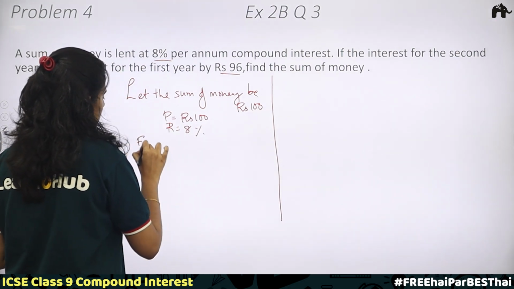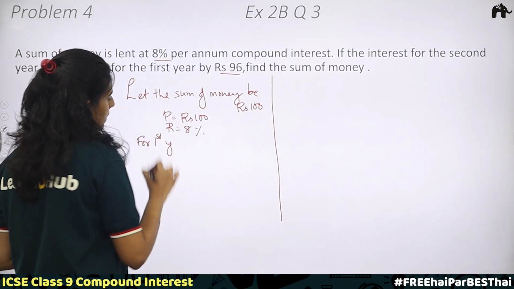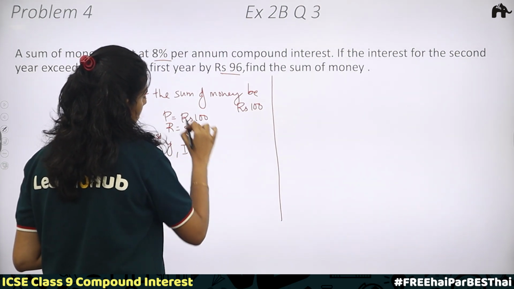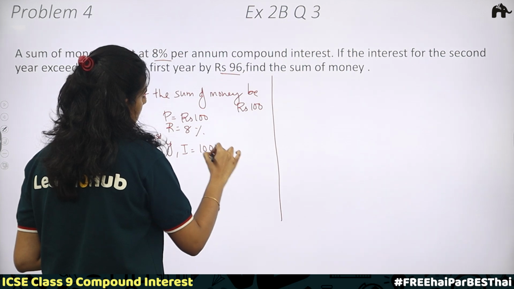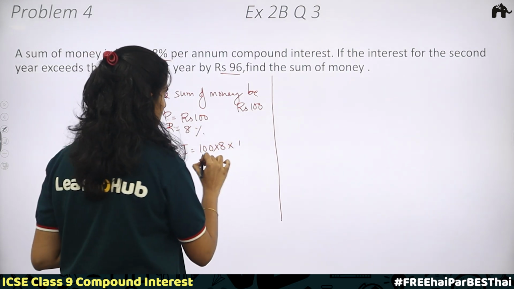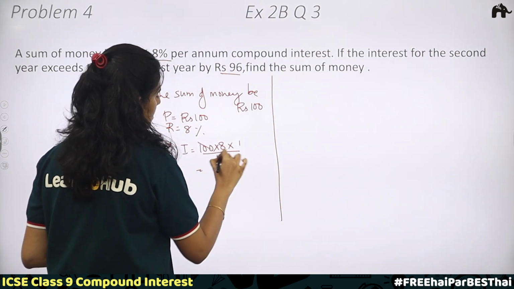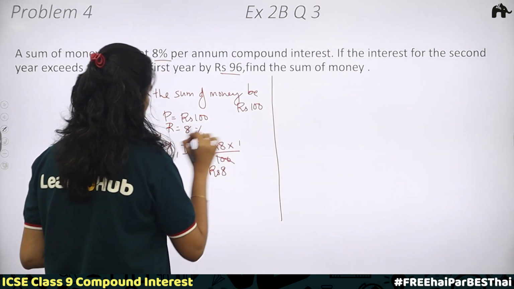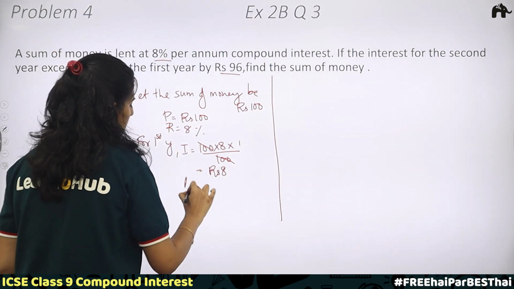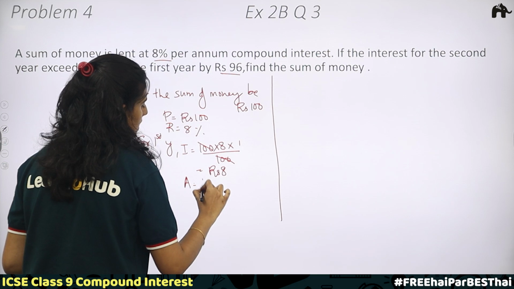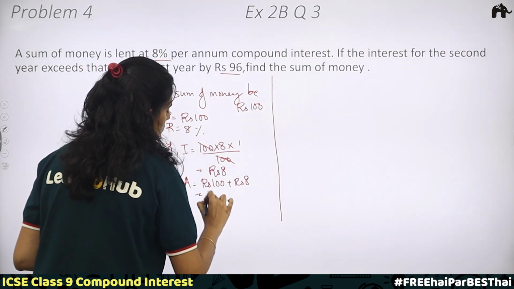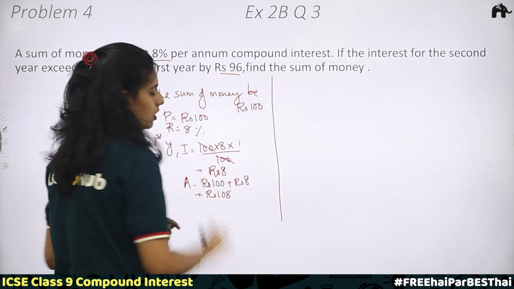For first year, what will be the interest? Interest will be equal to principal, that is 100, rate of interest 8, number of years, time is 1, divided by 100, cancelling we get rupees 8. So interest is rupees 8 for the first year. What about the amount? Amount will be equal to principal plus interest, rupees 100 plus rupees 8, which is rupees 108. We got the amount.